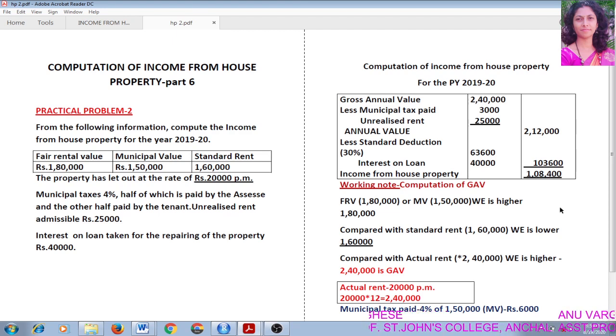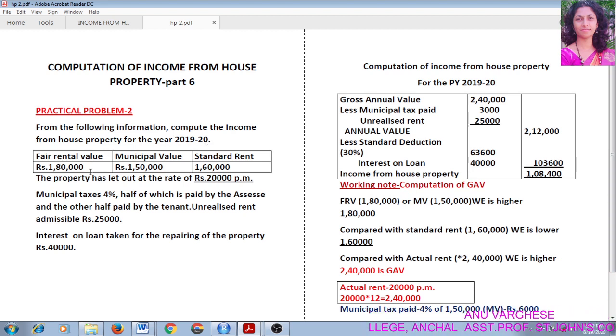Dear students, today we are going to do practical problem number 2 from the module Income from House Property. Let us read the question. From the following information, compute the income from house property for the year 2019-20.